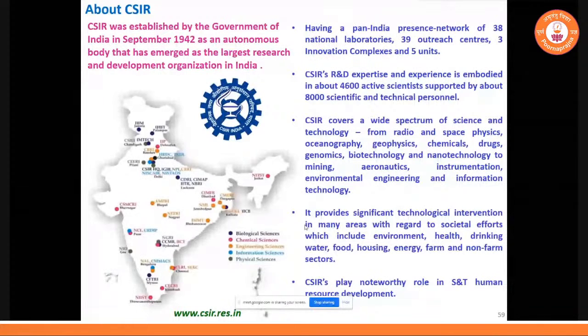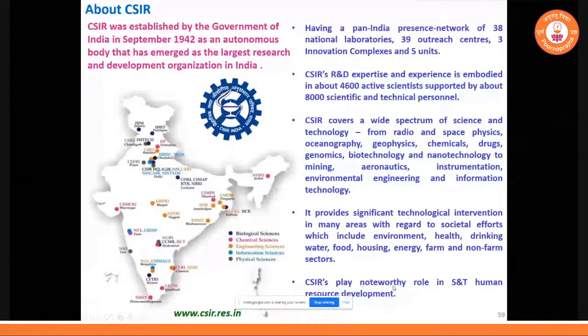CSIR was established by the Government of India in 1942, before independence. It has a pan-India presence, a network of almost 38 laboratories, and each laboratory has its own work, starting from space physics, oceanography, aeronautics, instrumentation, a variety of fields. For example, in Karnataka we have 3 labs. One is NAL Bangalore, concentrated on aeronautics, and CPMAS, concentrated on IT, and we have one of the famous institutes, CFTRI, concentrating on food technologies. Similarly, we have a leather research institute at Chennai.